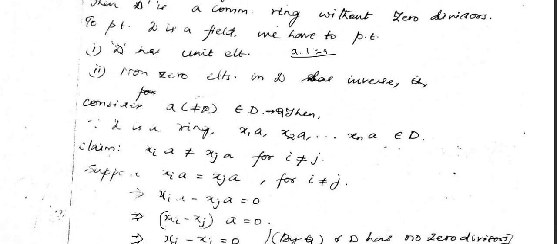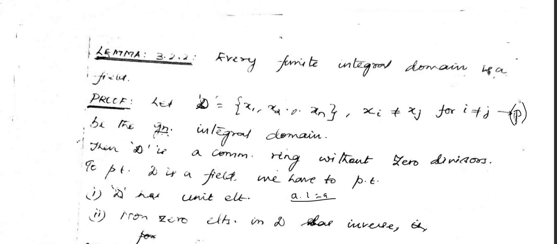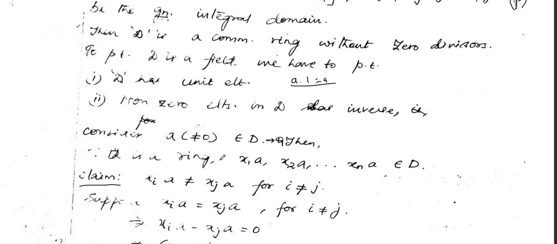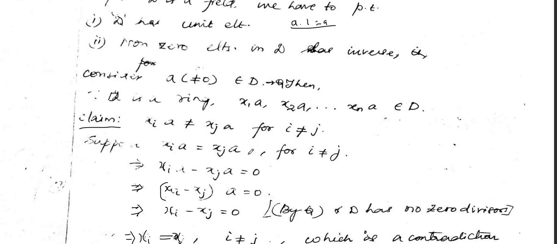Now we consider a non-zero element a in D. Then because D is a ring, closure holds, so x1a, x2a and so on up to xna should be in D. Now we claim that these elements are also distinct. We know that x1 to xn are distinct. Now we claim that when we multiply each one by a, then also they are distinct.